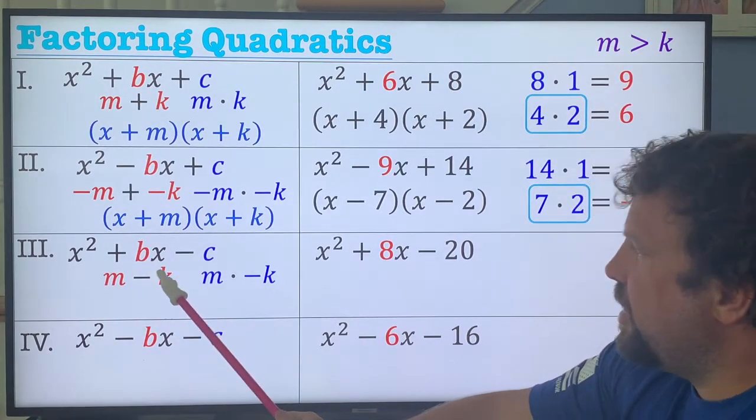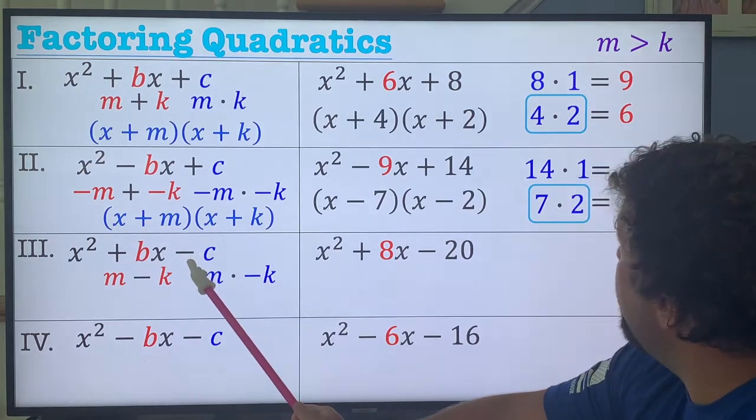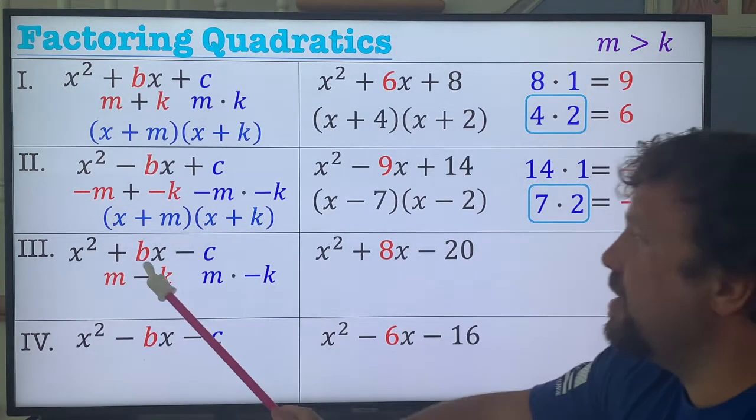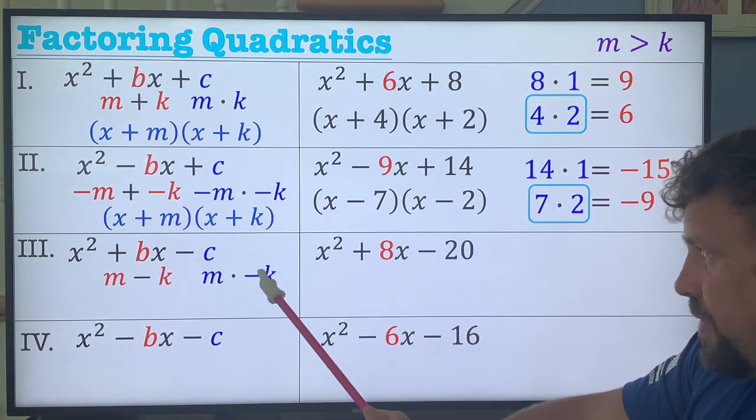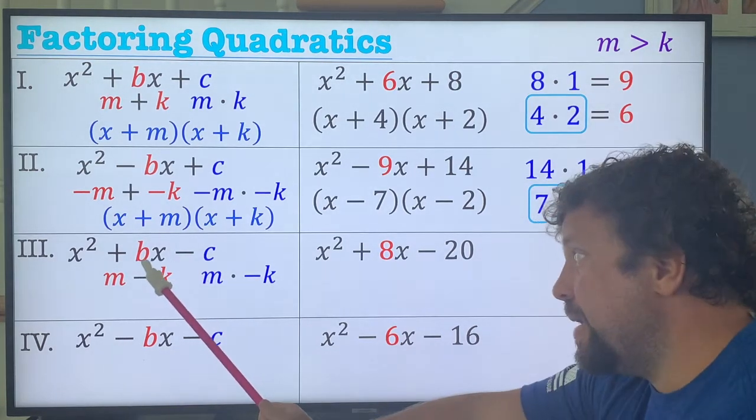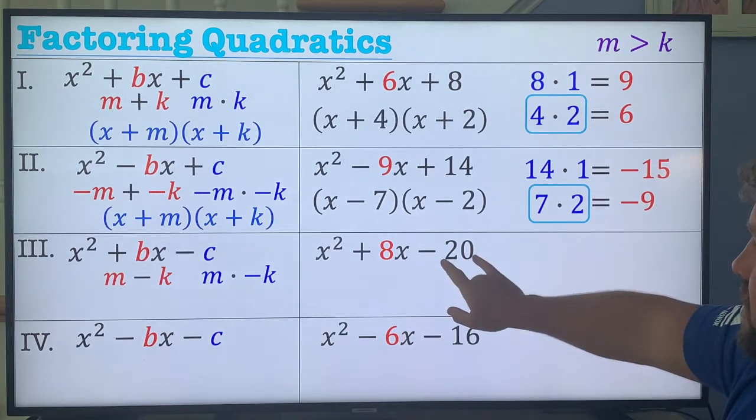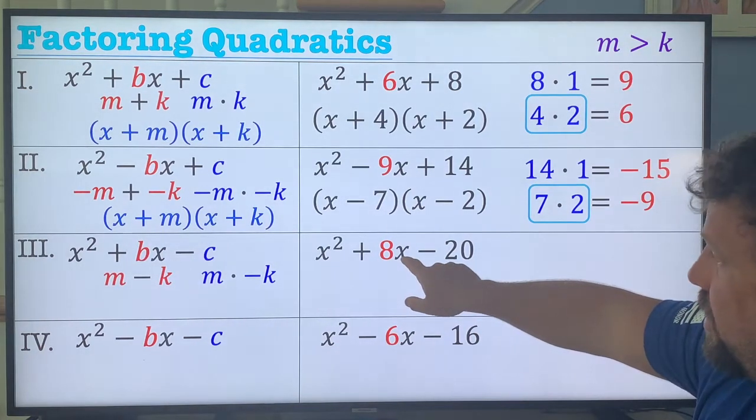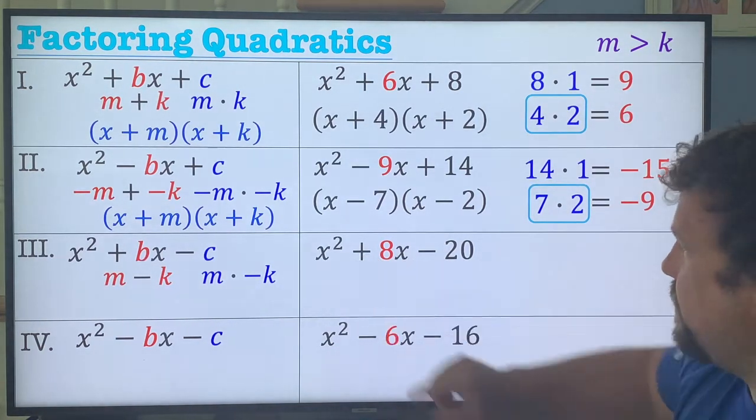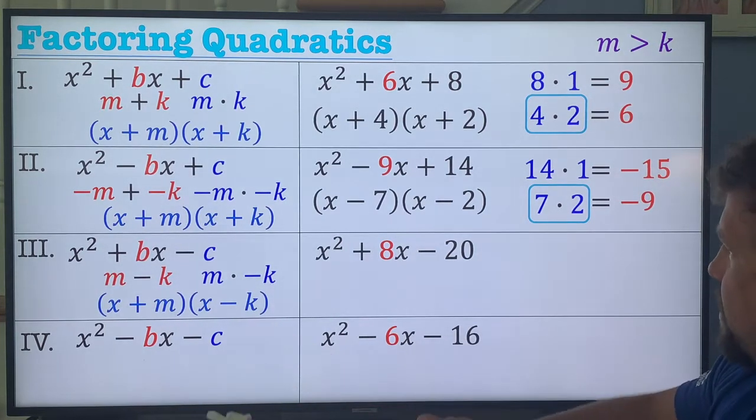m minus k, m times negative k. So if you have a minus here, in this case m is always bigger than k. You need to multiply a positive and a negative, and because this is positive, the positive number has to be larger. So we want what factors of negative 20 subtract to give you 8. The bigger number is going to be positive, and then you get (x plus m)(x minus k).